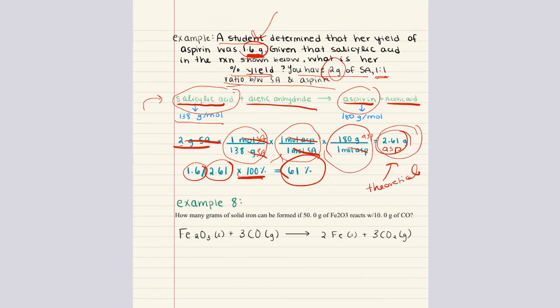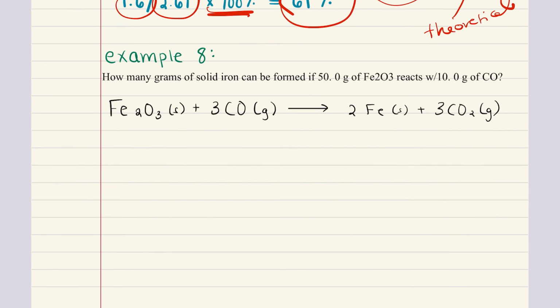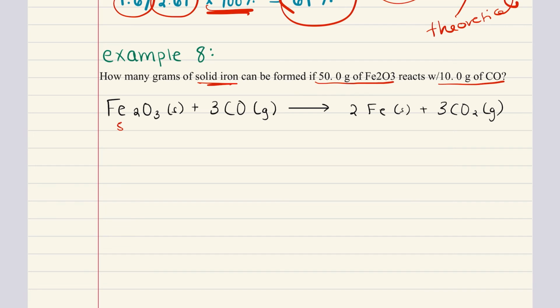Wonderful. Let's do another example problem together. This is going to be our last example problem for this video. It says how many grams of solid iron can be formed if we have 50 grams of iron oxide that reacts with 10 grams of carbon monoxide. Okay, so we know we have 50 grams of iron oxide, 10 grams of carbon monoxide.